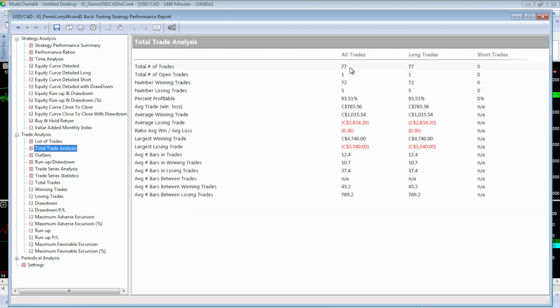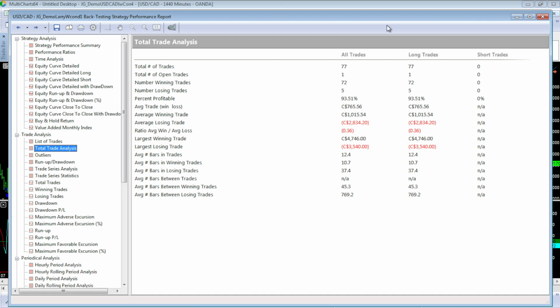Total trade analysis, we've got 77 trades with just 5 losses, which gives us a 93.5% win rate, with a massive average trade, $765. Largest losing trade is still the same. That's still our stop loss value of 350 pips.